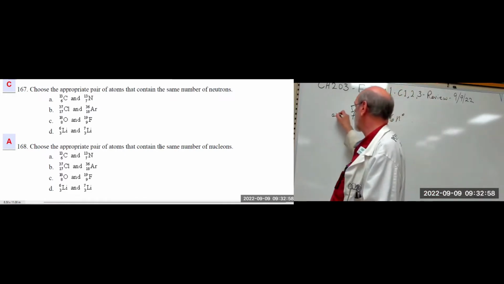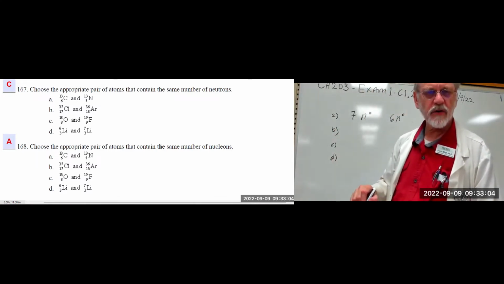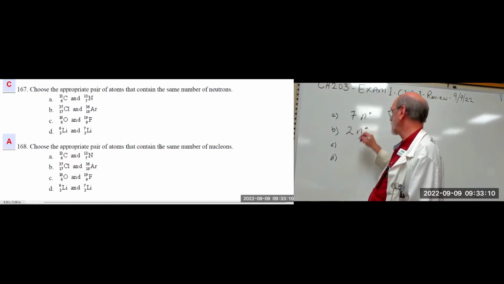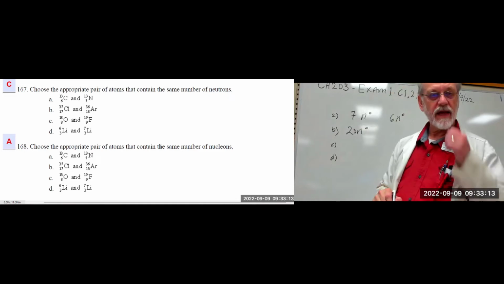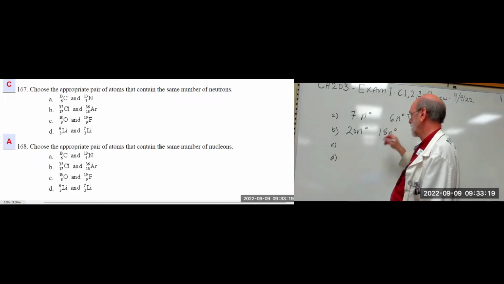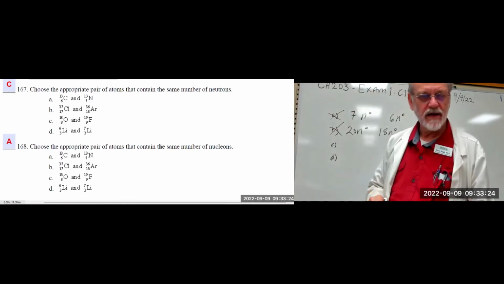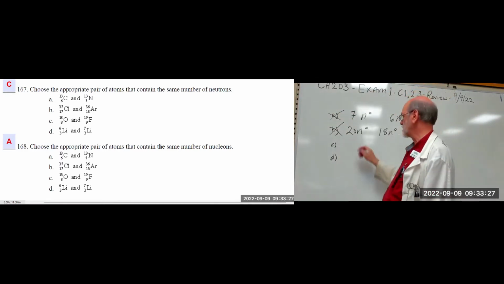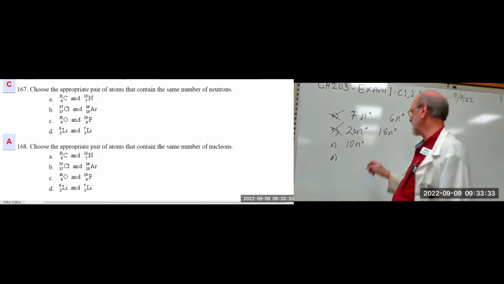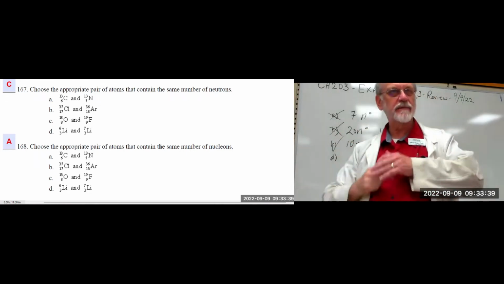That's A. How about chlorine? 17 from 37 is what? 20 neutrons. And 18 from 36 is 18. That can't be it. How about C? Oxygen and fluorine. 8 from 18 for oxygen is 10 neutrons. And 9 from 19 is 10 neutrons. There you go. The answer is C.